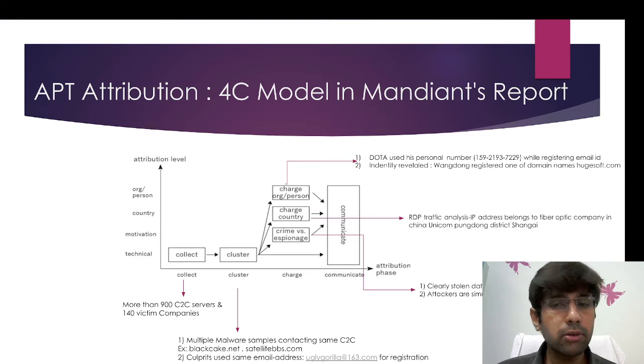So based on these two things, they are able to come to a conclusion that this might be from China. And so that is the takeaway from this crime versus espionage phase.